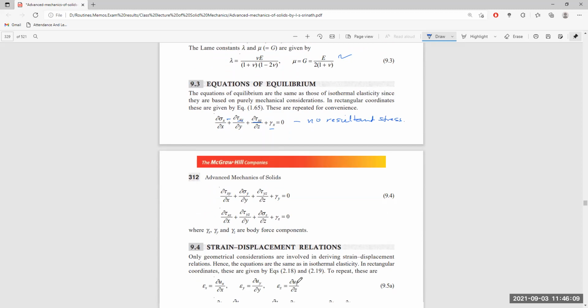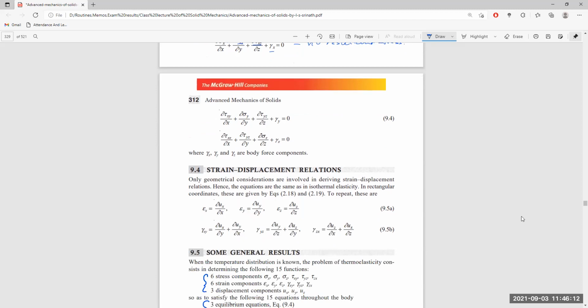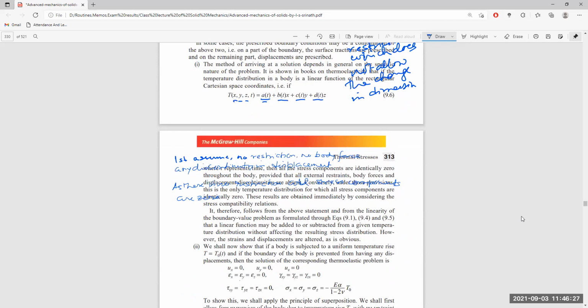The strain displacement relation is given here. Here, epsilon x is du x by dx, epsilon y is du y by dy, and so on, with displacements in x direction, y direction, z direction, and gamma xy is placed according to the equation itself. Next, a linear function, which is not quadratic but linear, may be added to or subtracted from a given temperature distribution without affecting the resulting stress distribution itself. The strain and displacement are altered, as is obvious. Means strains will change and displacement will change, but stress will not change accordingly.